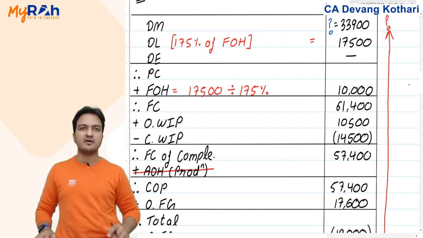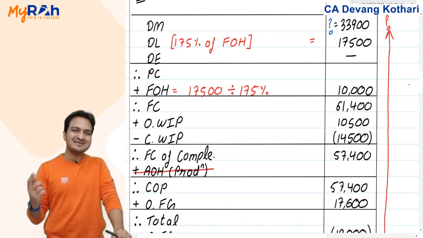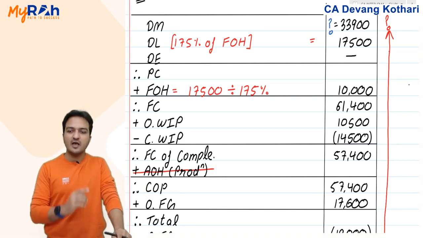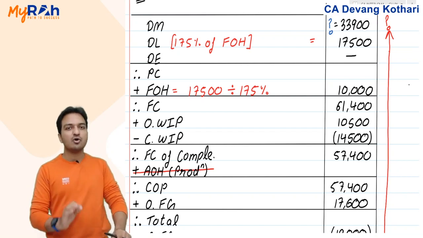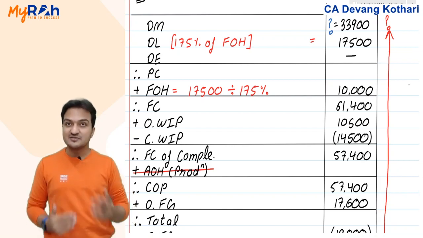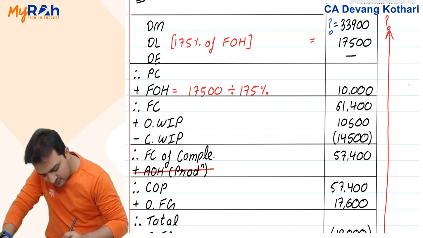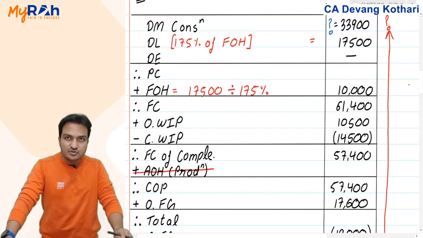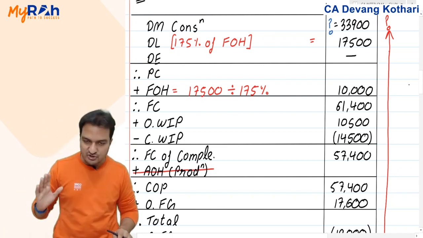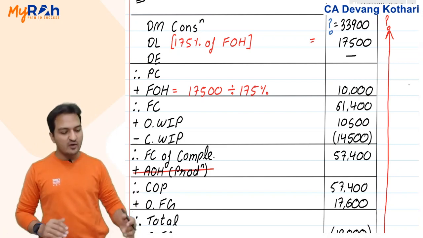as your direct material. Now, will I say this 33,900 is the answer to the question they asked? No, this 33,900 is not the final answer, because this 33,900 is direct material consumption. What they have asked you to find is direct material purchase. So from consumption, how do I find purchase?